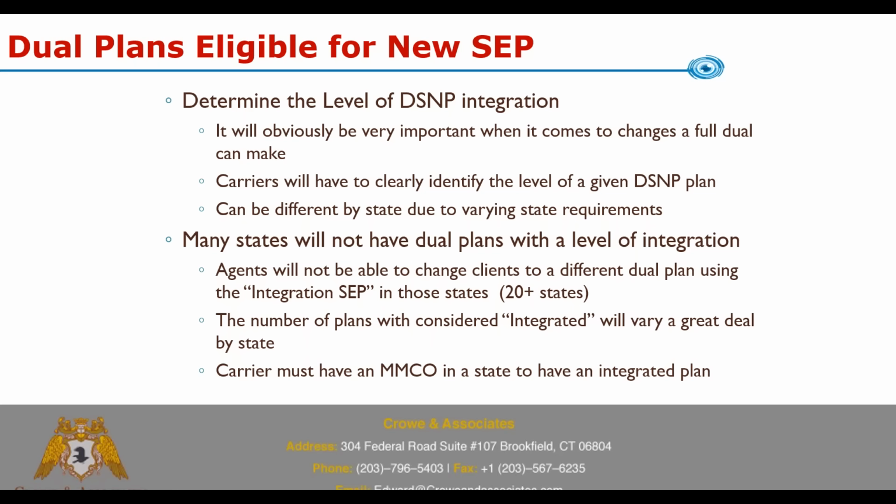So you'll probably ask yourself, well, why doesn't every carrier just make every dual plan integrated? Sometimes they can't. They have to have a Medicaid managed care organization in the state. It's state specific, basically, to have their plan meet the definition of integrated. And a lot of carriers don't have that. So for example, none of the carriers have a Medicaid managed care organization in Connecticut. That's why there's none in Connecticut. There's various states like that. In some states, only certain carriers have that. So having a Medicaid managed care organization is integral for them to be able to have a definition of an integrated dual plan.